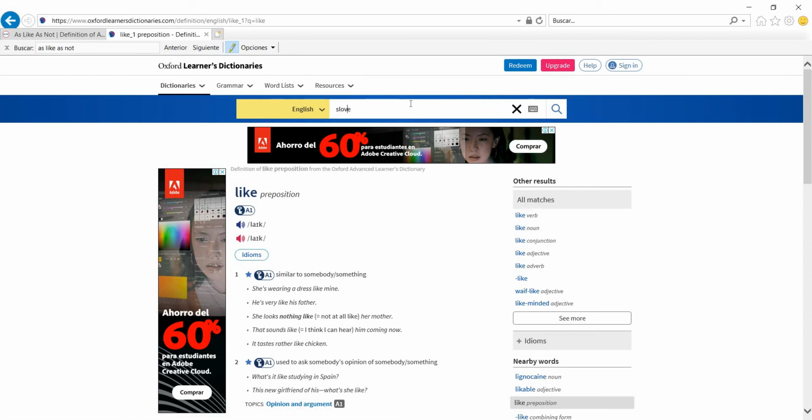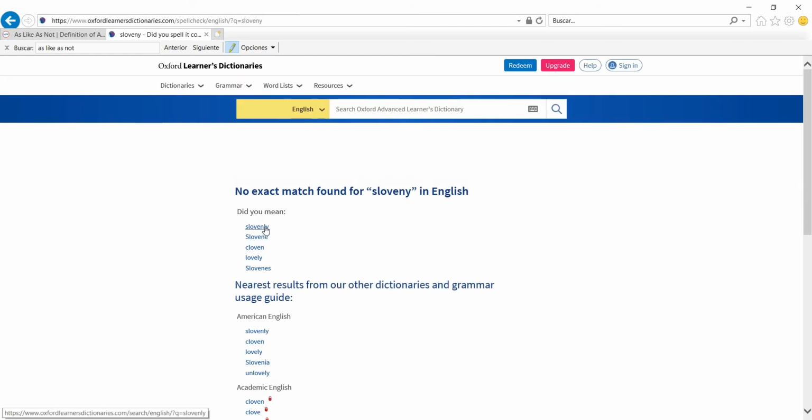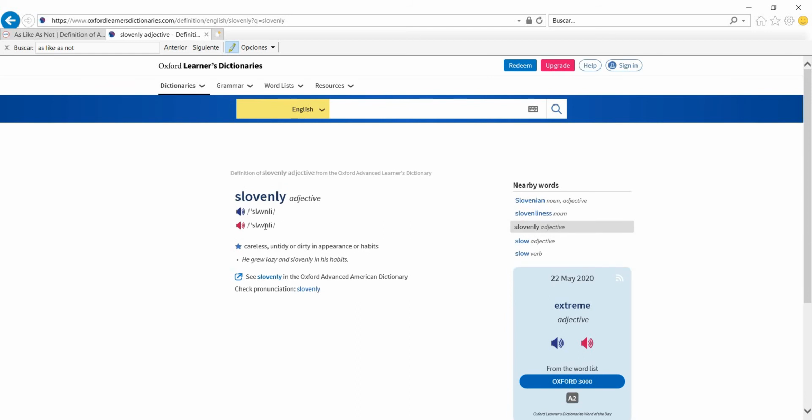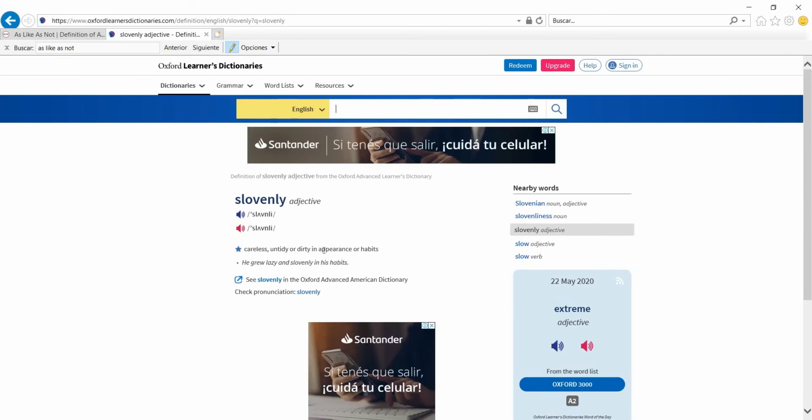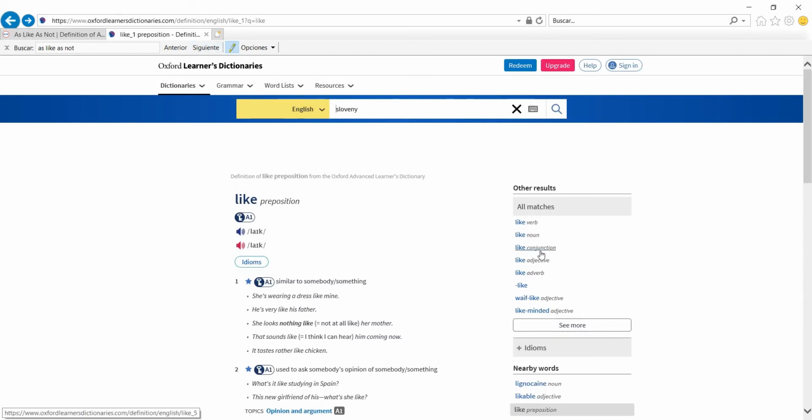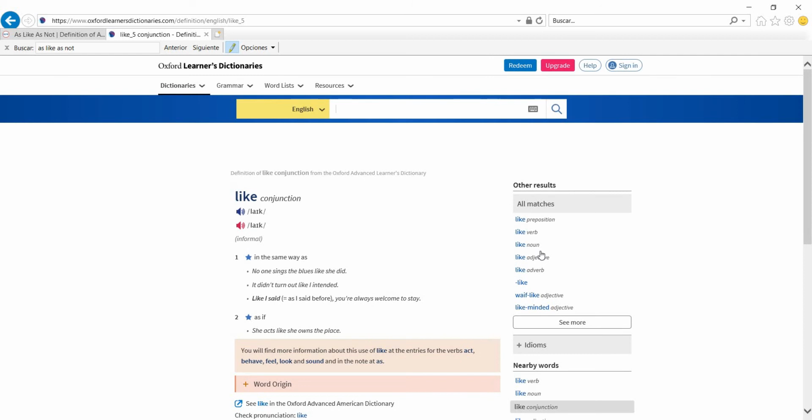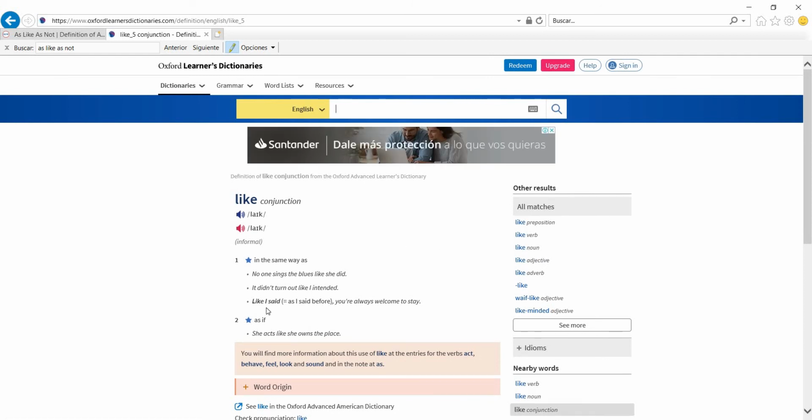Slovenly, careless. This is one of those adjectives that end in ly, right? Slovenly behavior, slovenly appearance, untidy, dirty. Further ahead, in these uses of conjunctional like, that is to say, like as a conjunction, and let's go back. The dictionary had an entry for like as a conjunction here, right? Like she did, like intended, like I said, which are phrases that you know are very frequent.